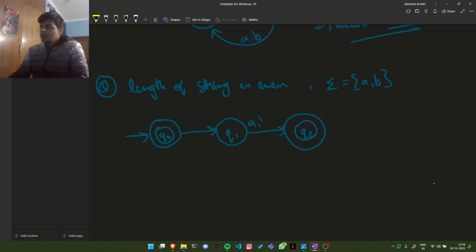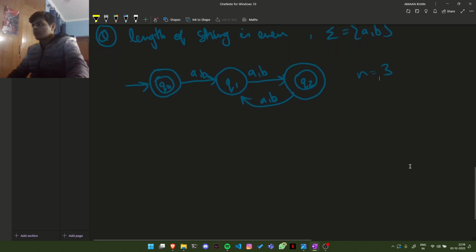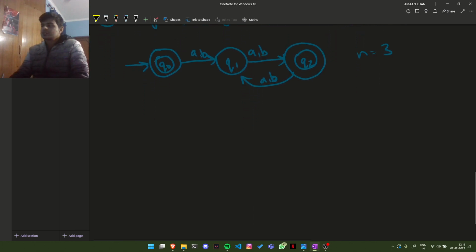Q2, a comma b, and then coming back to q1. All right, so I have the solution for it. This is an automata with 3 states. For the first thing we do in this algorithm, we are going to make a transition table.